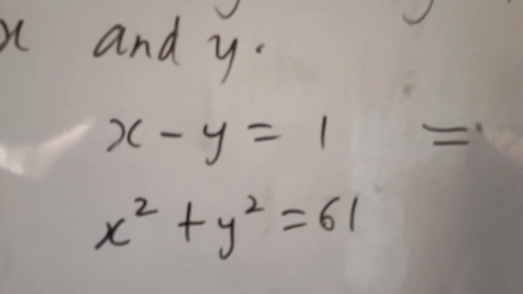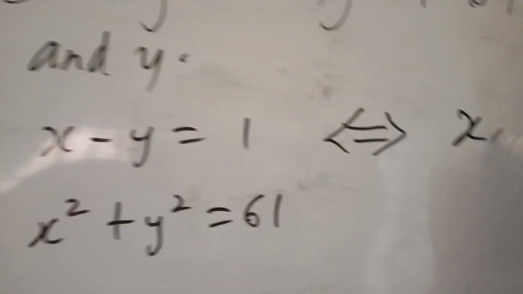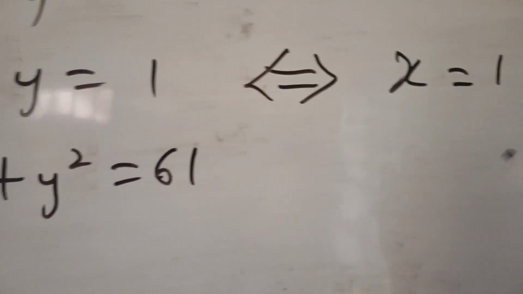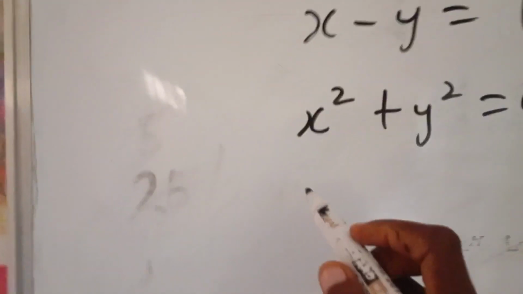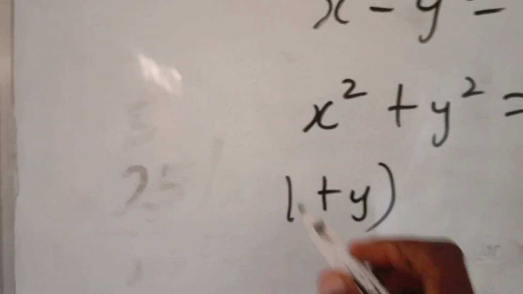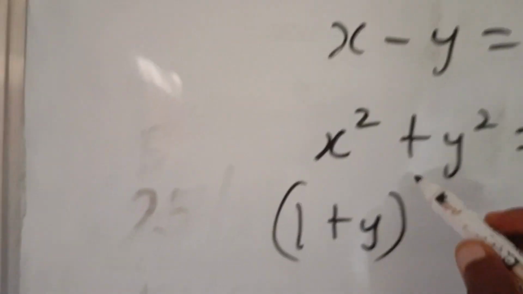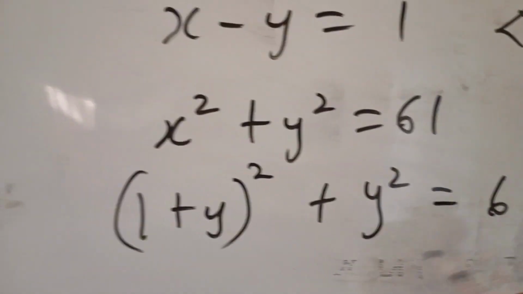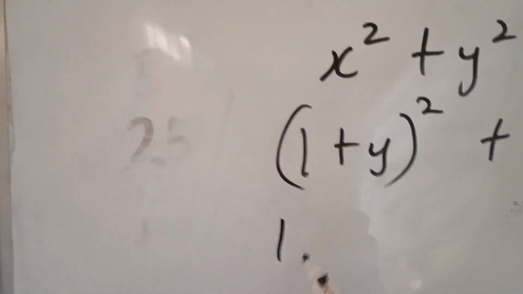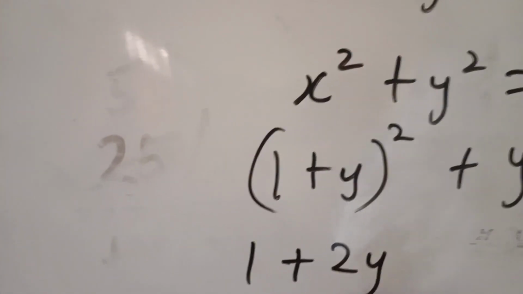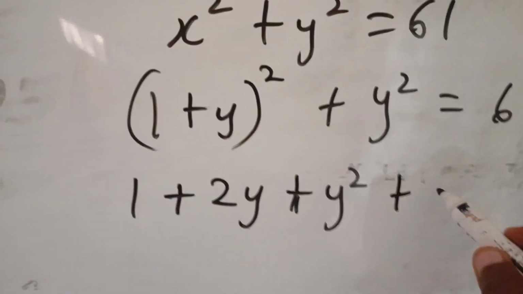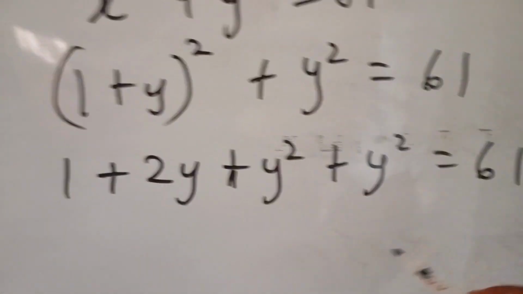So from equation 1 here, we can have that x is equal to 1 plus y. All right, so we're going to substitute that into equation 2. In place of x, we are going to write 1 plus y, but x has a power of 2, so I'm going to put that power of 2, plus we have y squared here equal to 61. Now we break this down, and it will have 1 plus 2y plus y squared, and then we have this other y squared here, and it's equal to 61.